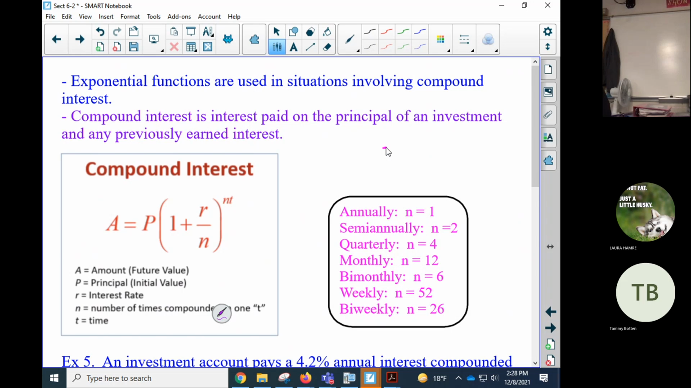The one that you want to have, if at all possible, and sometimes you can get this in CDs and that type of thing, is compound interest. And what that means is interest is compounded several times a year. If it's compounded annually, that's not a great deal. It's only going to compound one time.